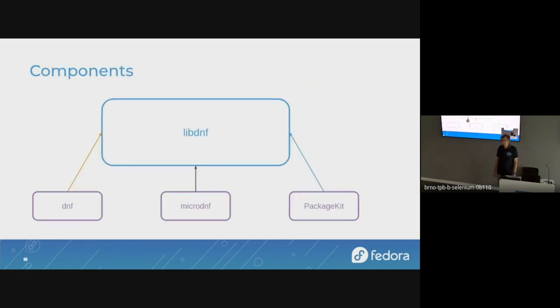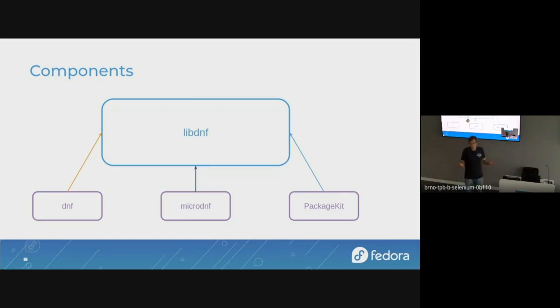Well, the first slide is quite simple. And I think you already heard at least a few of these components. DNF as a software management tool from the command line, MicroDNF, this is the light version of the DNF, mostly suitable for the containers, and PackageKit. PackageKit, maybe you don't know it, but maybe you use it when you use GNOME Software. Yeah, this is the backend for GNOME Software, for the RPMs, or even for other content.